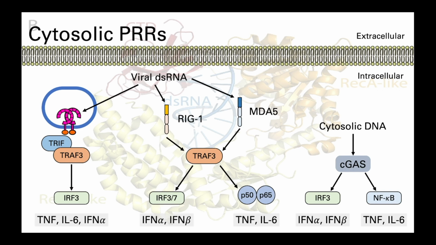Additionally, there is a cytosolic DNA sensor, cyclic GMP-AMP synthase, or cGAS, which is also capable of inducing type 1 interferons via IRF3 signaling, or TNF-alpha and interleukin-6 via NF-kappa B signaling.